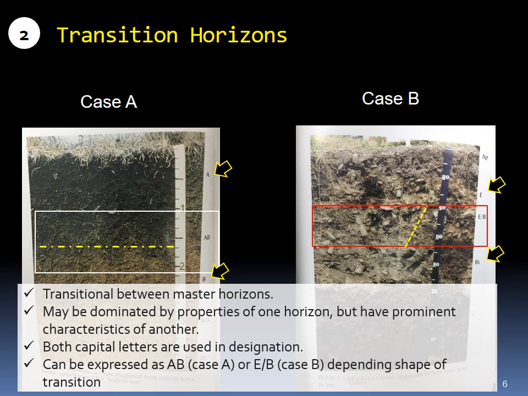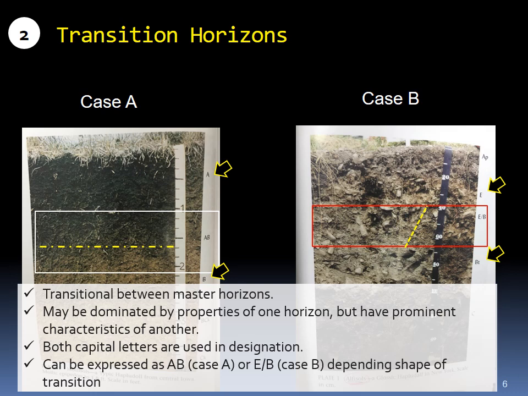Now, if you look at the thickness, you would see that the property of A is more prominent than B in the transition horizon as in case A. That's why we write it AB. But if the B properties are more predominant than A, then we can write it as BA.